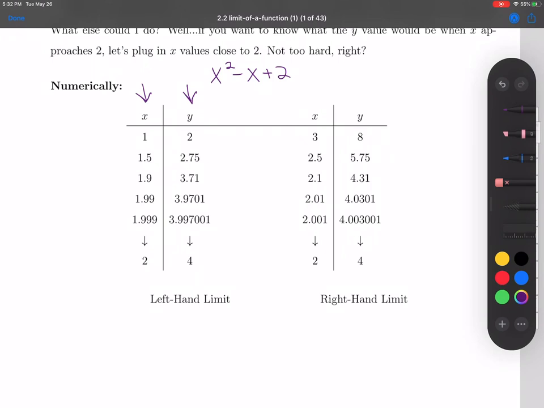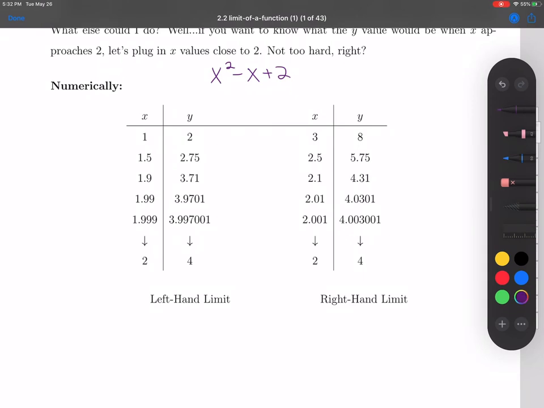Okay, so if you notice this little notation down here, it says left hand limit. Why does it say that? It is important. It is a concept that we're going to talk about. What left hand limit means is that you are approaching your value for x in question from the left-hand side.